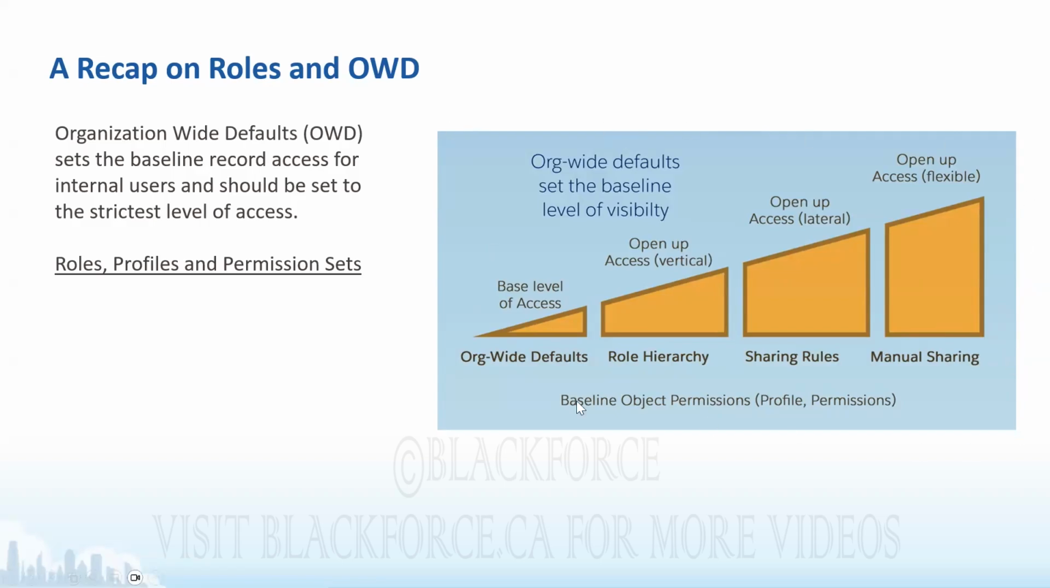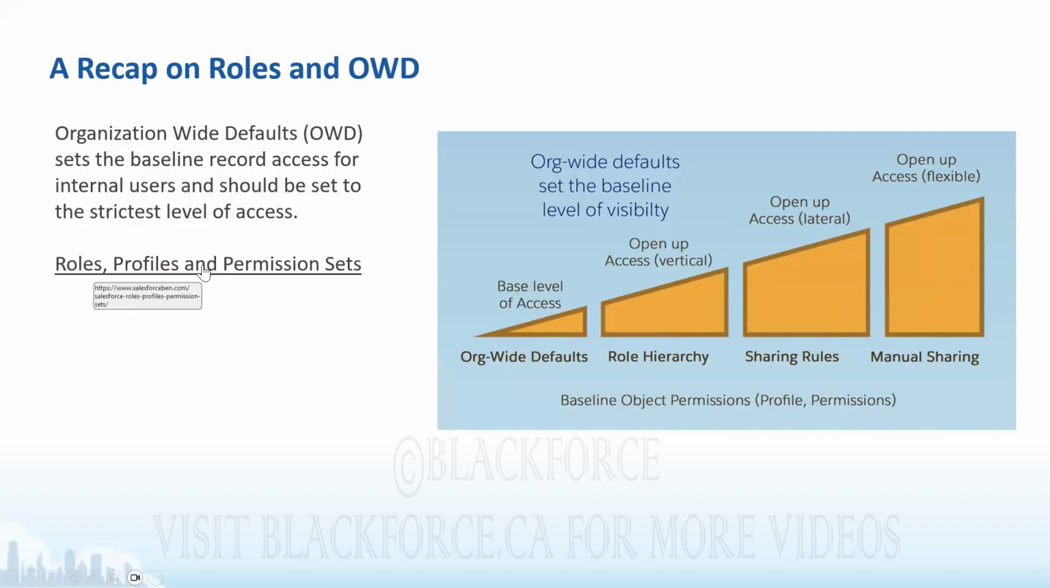So in this diagram over here, it's showing you the org-wide defaults. That's the base level of access. So that's the minimum amount of access. And like it says here, the strictest level of access that you can grant to all your users. When you have this strict level of access, then you can use these other methods to open up access to data depending on who needs it. So the next step after OWD is a role hierarchy, and after that is a sharing rule and manual sharing.